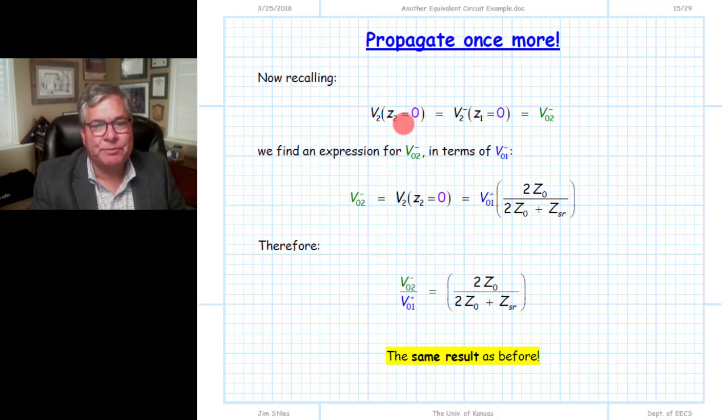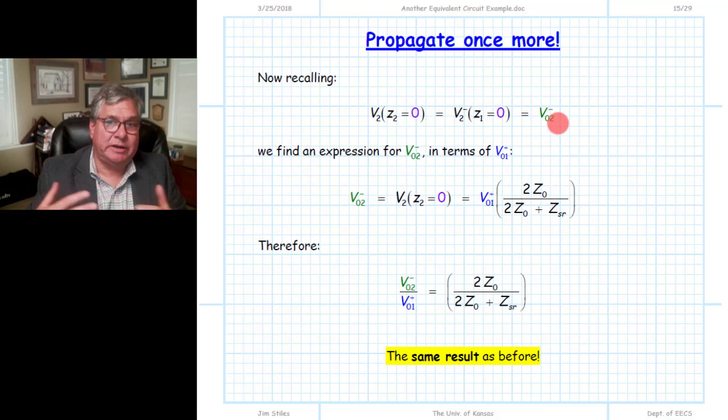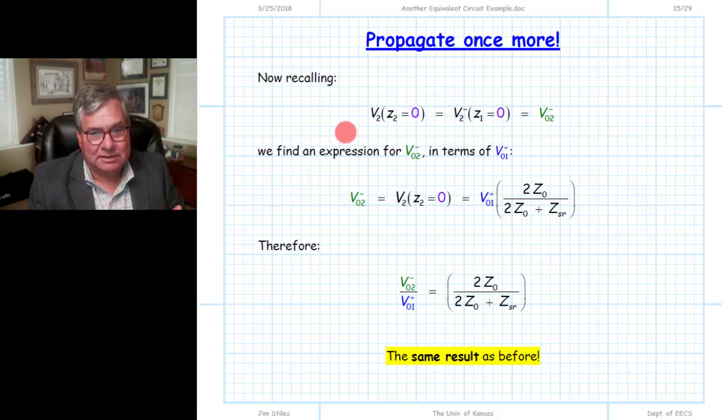V02 plus, if you recall, is equal to 0 because that second transmission line is terminated in a matched load. The only non-zero wave amplitude on that second transmission line is V02 minus. So we don't need two equations to find this one value. We just need one equation, and this is the equation. So now we can go through and solve for V02 minus.